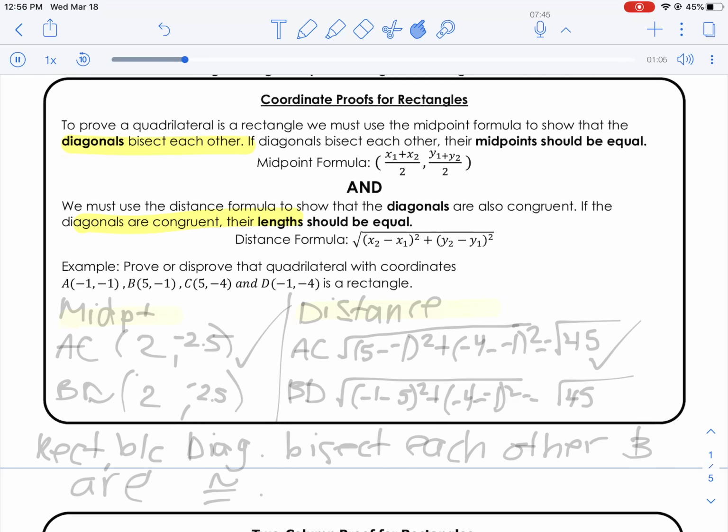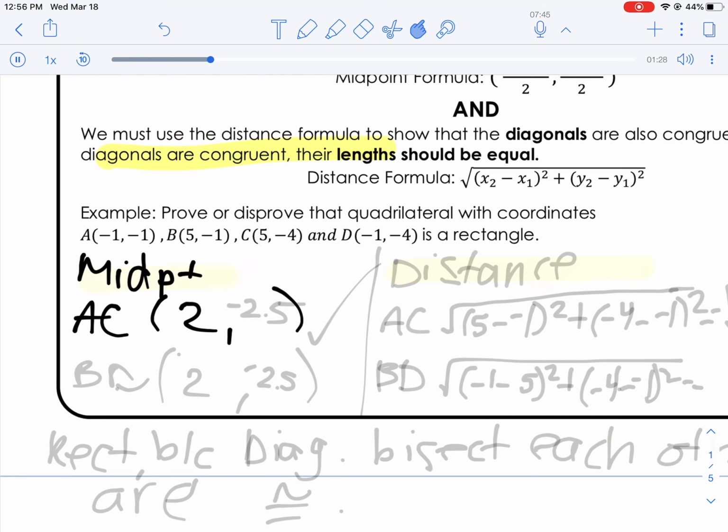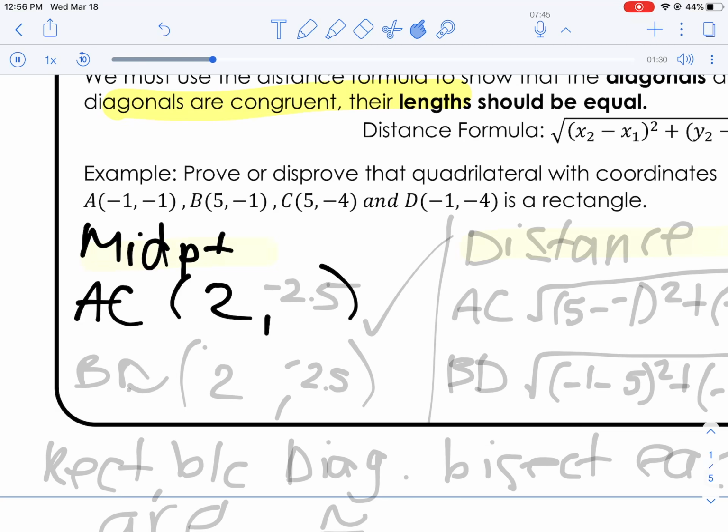So this first example, we're going to do the midpoint formula first. Remember, when we're doing midpoint with the diagonals, it's always the first coordinate with the third, because that's what makes up a diagonal, and the second one with the last one. So I'm going to be doing midpoint for AC. That would be -1 plus 5 is 4 over 2, which is 2. -1 plus -4 over 2, it's -5 over 2, which would be -2.5.